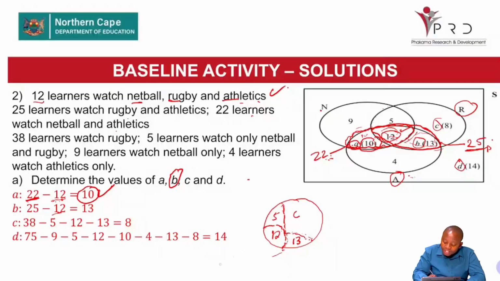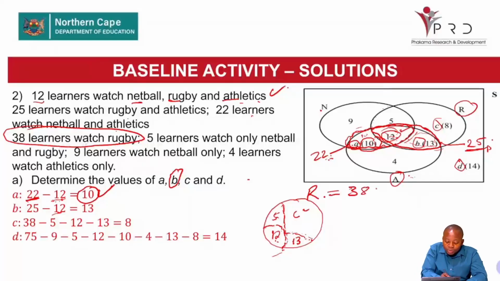So we're looking for this C here, which is for that sphere R. What are we seeing there? We are seeing that R is made up of 5, 12, and 13. That is to say, when we say 38 learners watch rugby, these 38 learners include 5, 12, and 13. But we are looking for C. C is the one that doesn't include all of those values. So the total for R is 38, because we're told that 38 learners watch rugby.